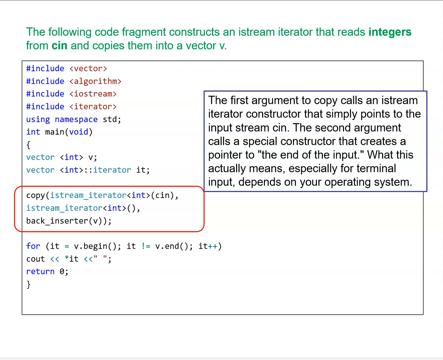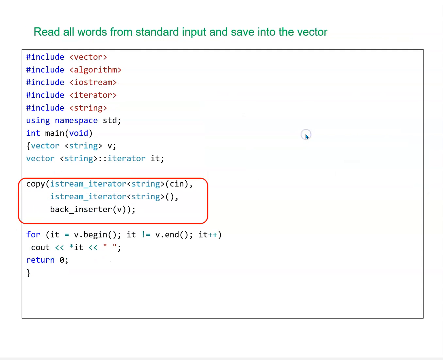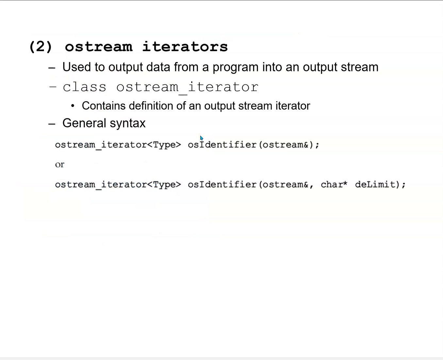What this means, especially for terminal input, is dependent on your operating system. So read all the words from standard input and save them into the vector. Here's a quick way to do it instead of doing it using the good old-fashioned input.